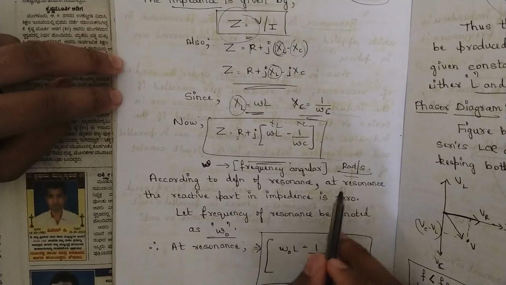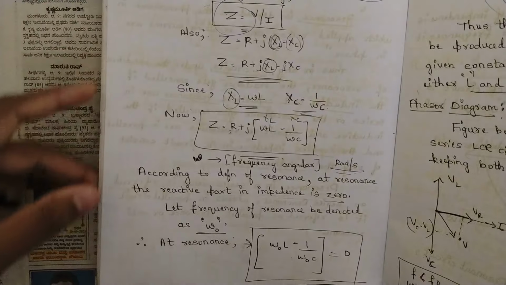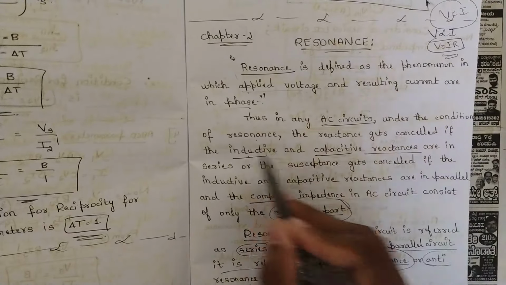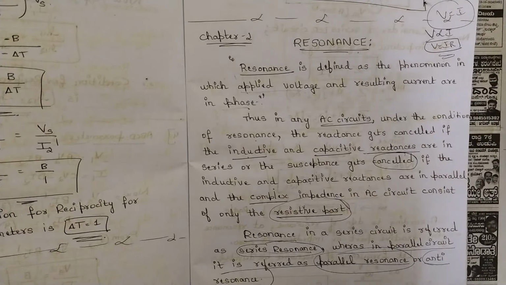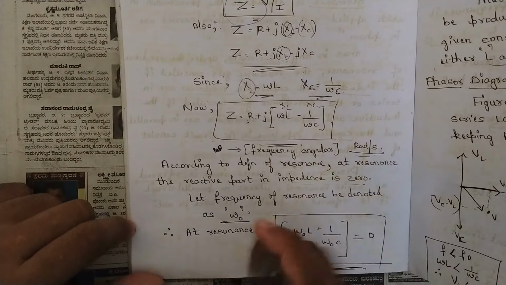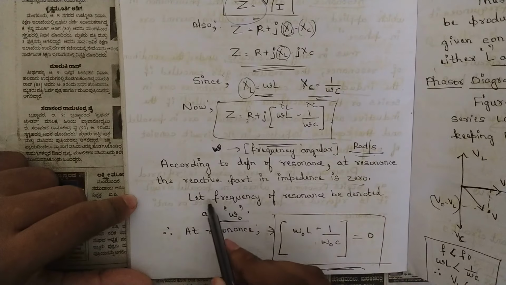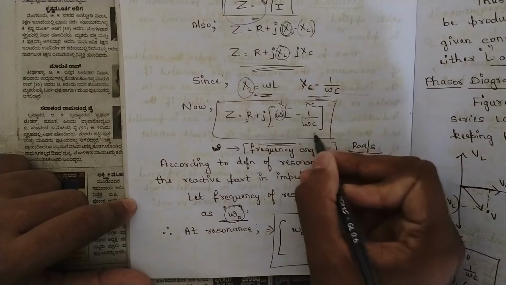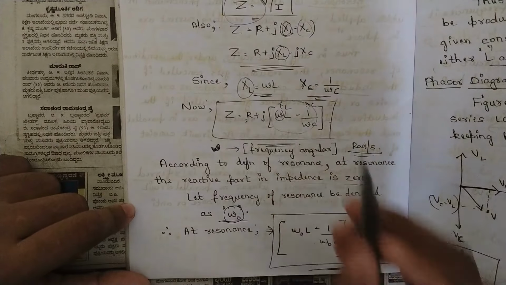According to the definition of resonance, at resonance the reactive part in impedance is 0. We have already discussed the definition of resonance. According to resonance, the inductive and capacitive reactance are in series, so they get cancelled. When they get cancelled, the value would be equal to 0. So that is mentioned here: according to the definition of resonance, at resonance the reactive part of impedance is 0. So then what we would be getting? Let the frequency of resonance be denoted as omega naught. Now let us change this value of omega to omega naught, and also the reactance part is equal to 0.